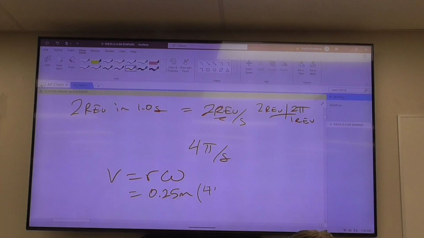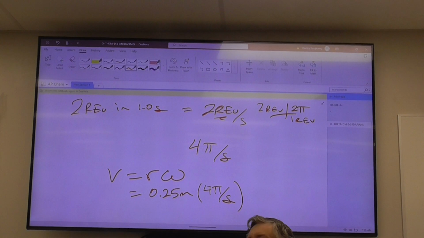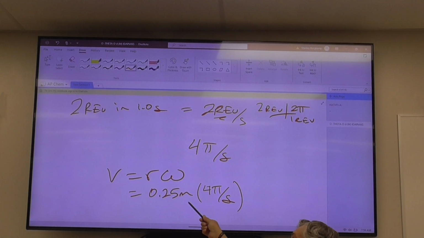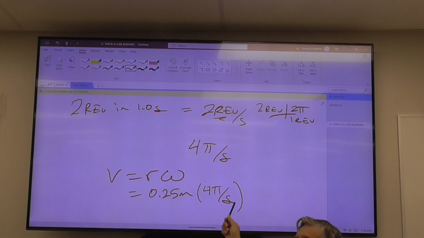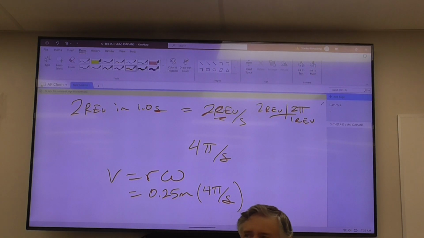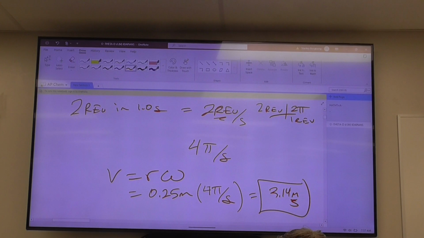And we said that was going to be 4 pi radians per second. This is why radians are a dimensionless number. When you multiply meters by 4 pi radians, don't write that as meter radians. It's rare that I say no, that's why I said this is so unique, because it's a dimensionless number. So don't go, oh, meter radians. Is it radians? Yes, but it's a dimensionless number. So out of this, you're going to get 3.14 meters per second.